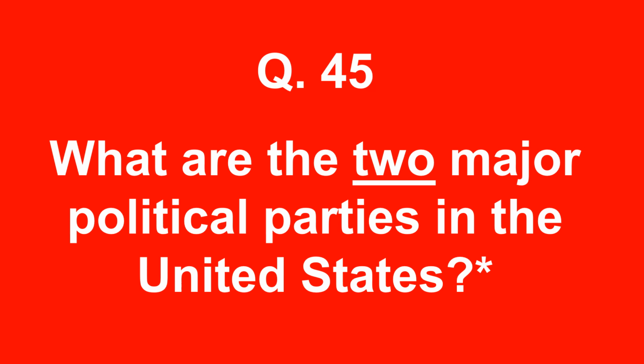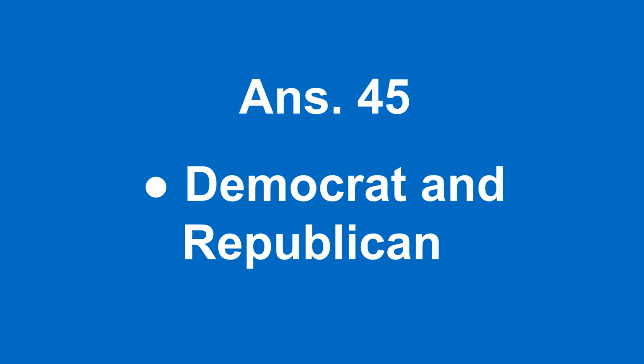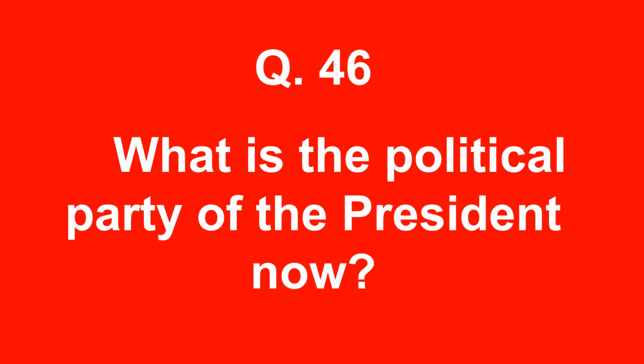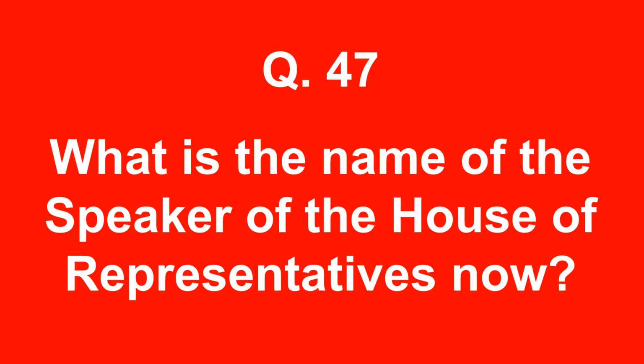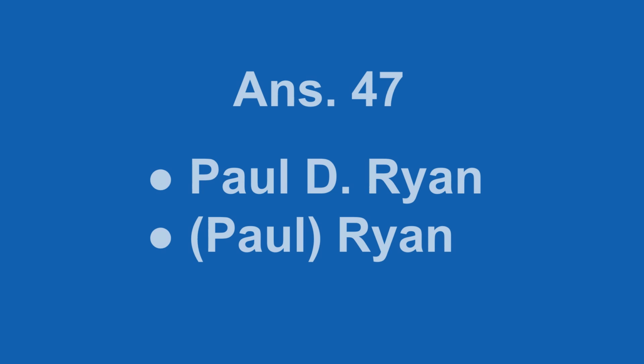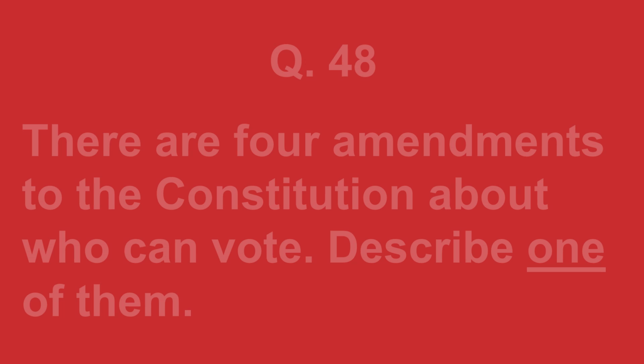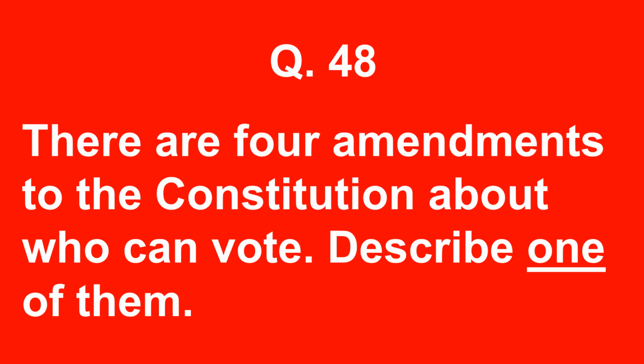What are the two major political parties in the United States? Democrat and Republican. What is the political party of the president now? Republican Party. What is the name of the Speaker of the House of Representatives now? Paul D. Ryan, Paul Ryan. There are 4 amendments to the Constitution about who can vote. Describe one of them.